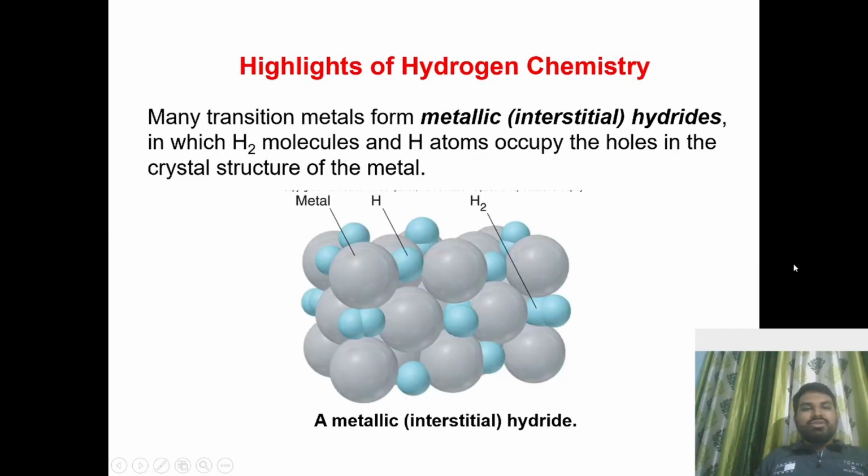Highlights of hydrogen chemistry: many transition metals form metallic hydrides in which H2 molecules and hydrogen atoms occupy the holes in the crystal structure of metals. See, these are the metals, and these small particles are hydrogen, which form a metallic hydride, which is interstitial bonding.